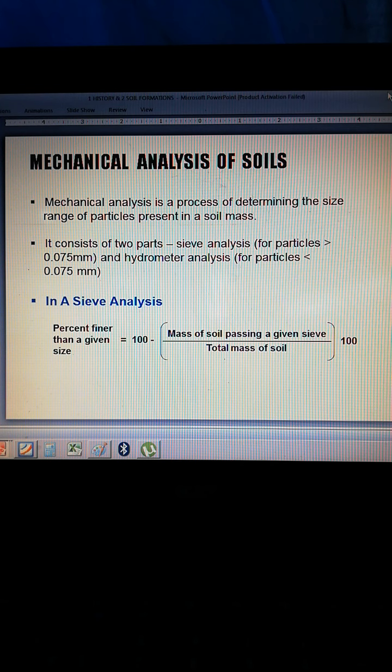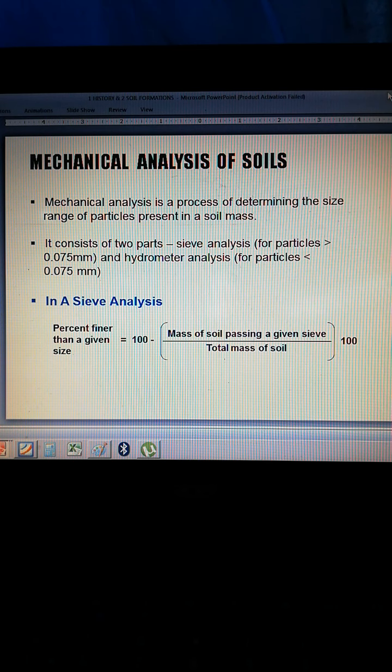Mechanical analysis is composed of two methods or two parts. Two methods and two parts because we can make use of these two methods one after the other. But when you say two methods and two parts, meaning you use one method in one part, the other method in the second part. Okay?